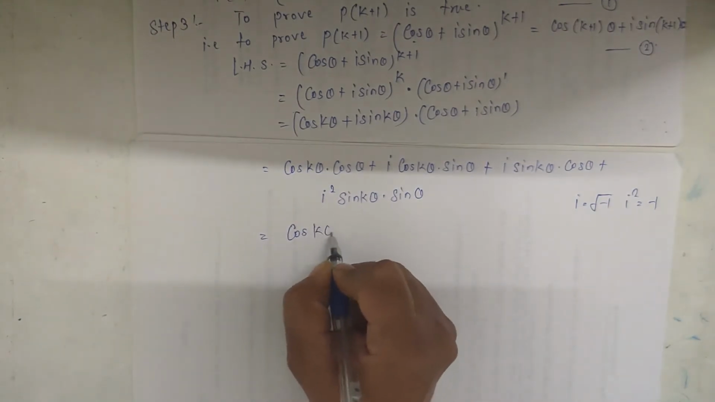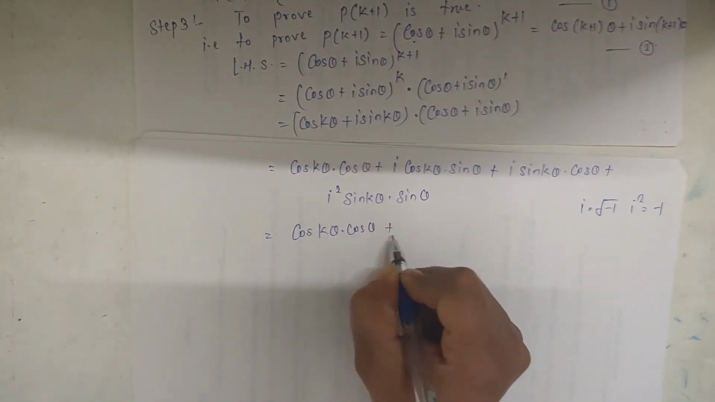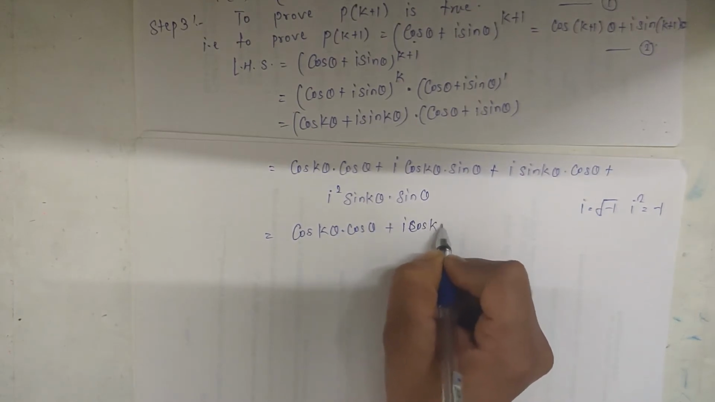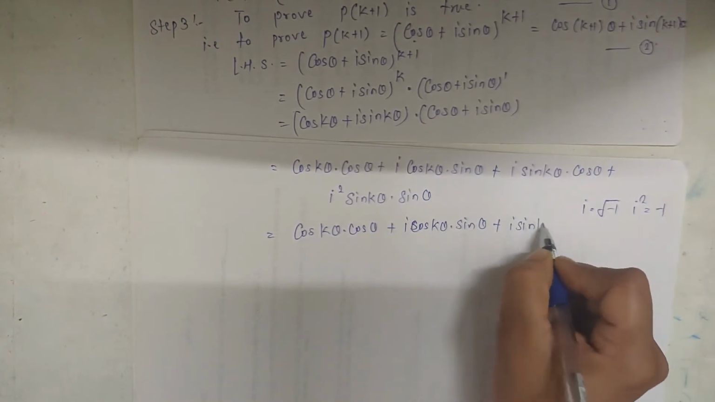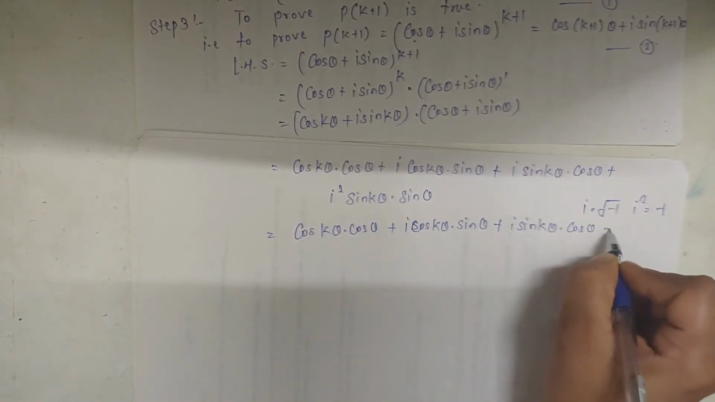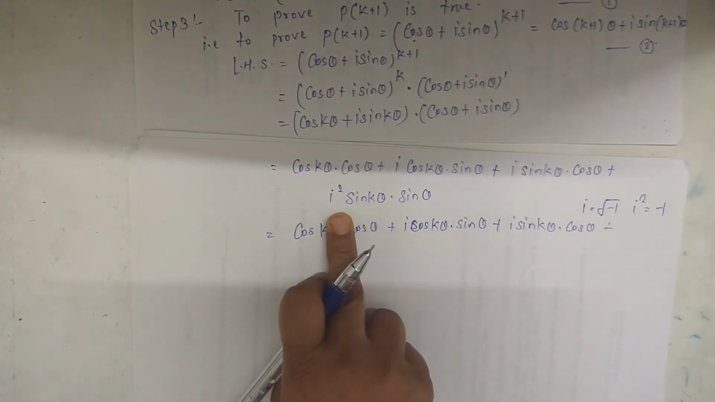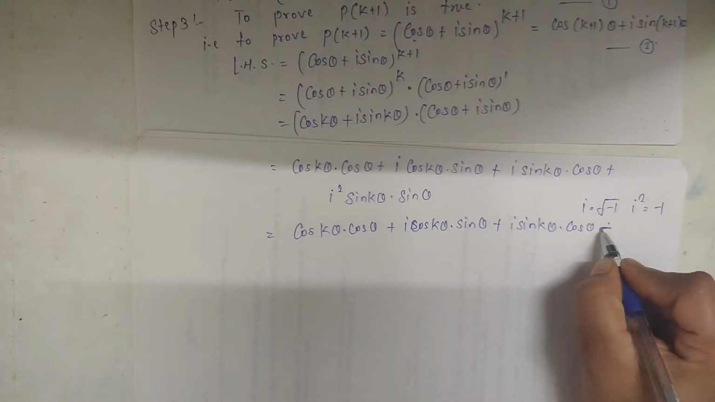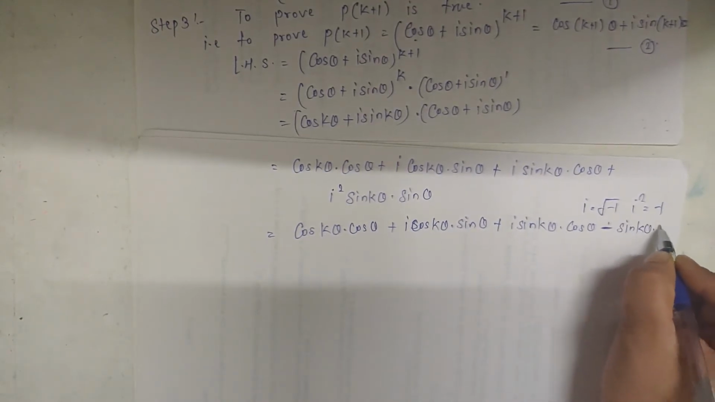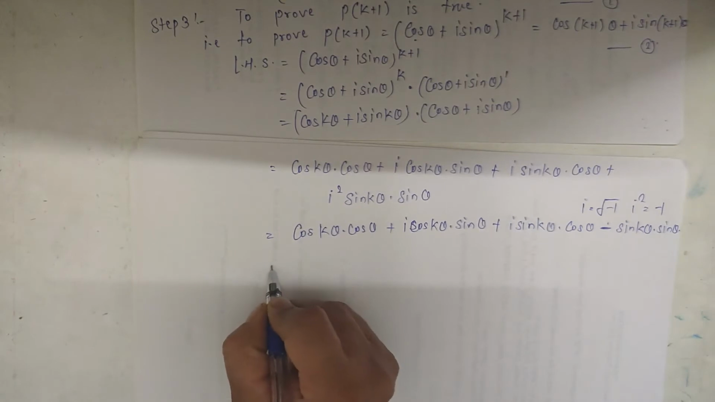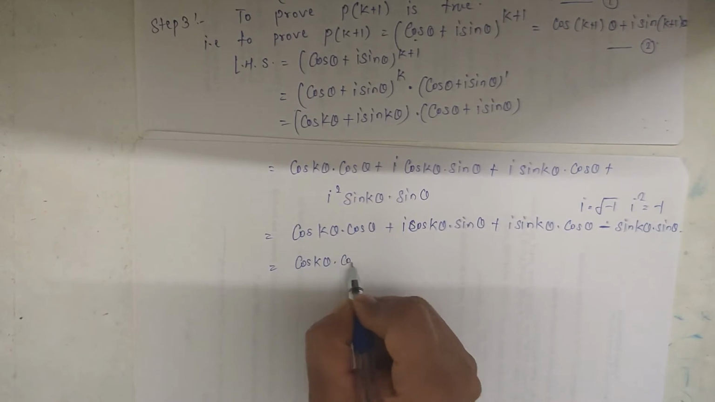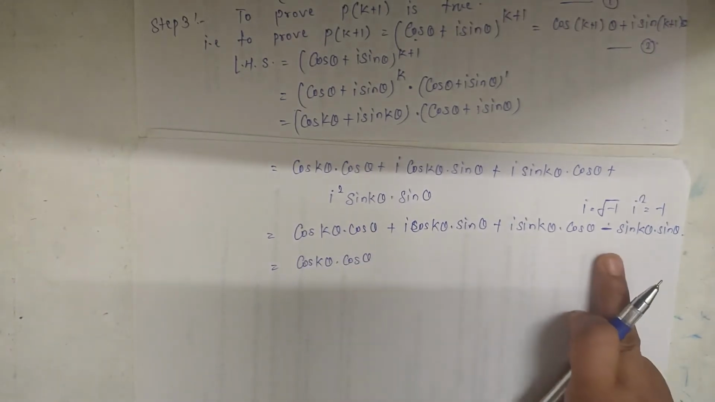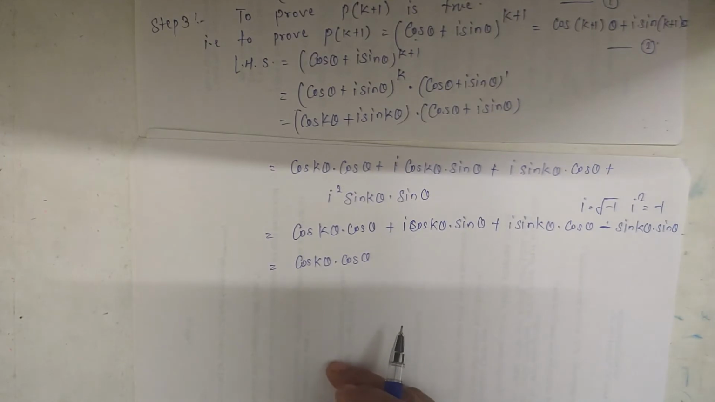cos k theta into cos theta plus i cos k theta into sin theta plus i sin k theta into cos theta minus, i square is equal to minus 1, so write here minus sin k theta into sin theta. Now rearranging these terms, we can write cos k theta into cos theta, first term as it is, minus sin k theta into sin theta.